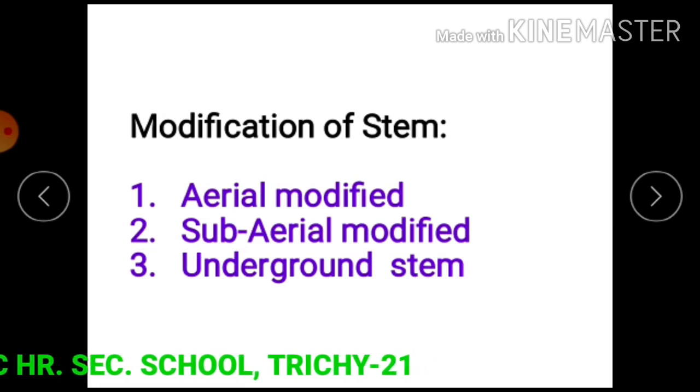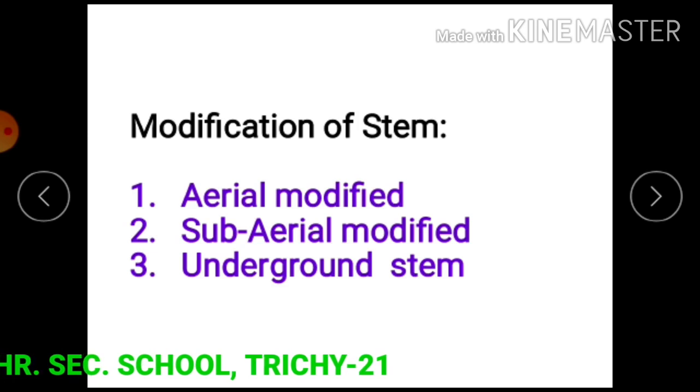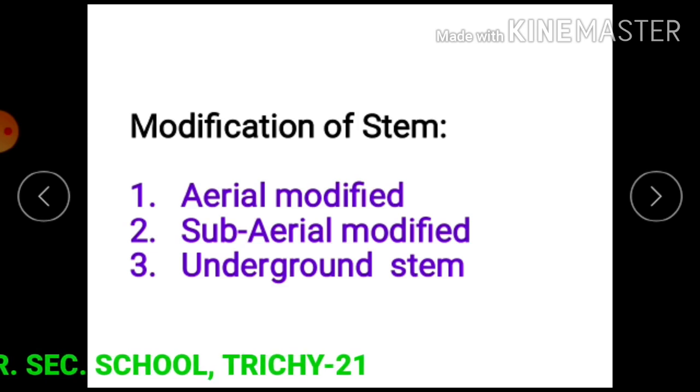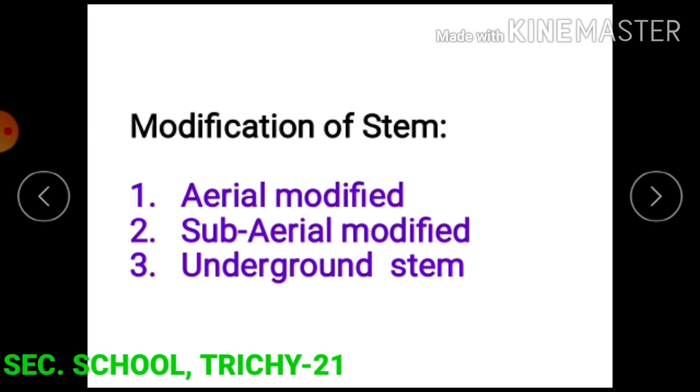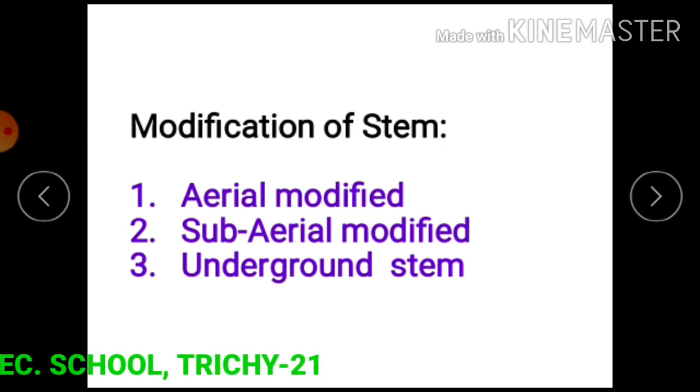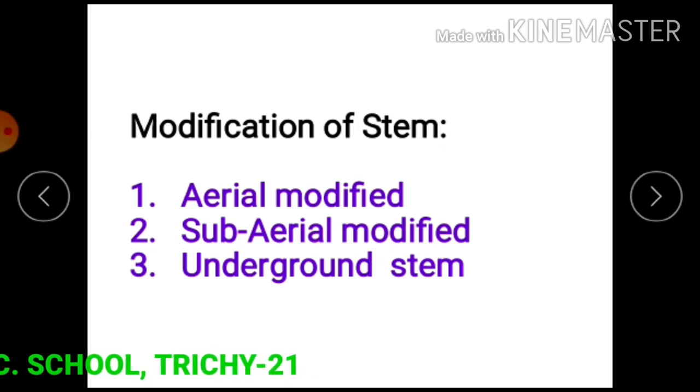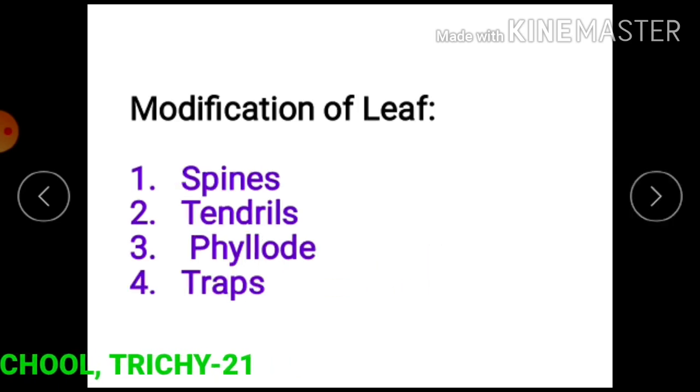Modification of stem. Stems are modified for storing food materials and for vegetative propagation: aerial modified, subaerial modified, and underground stem. Modification of leaf. Leaves have changed themselves to adapt to their environment: spines, tendrils, pitcher, and traps.